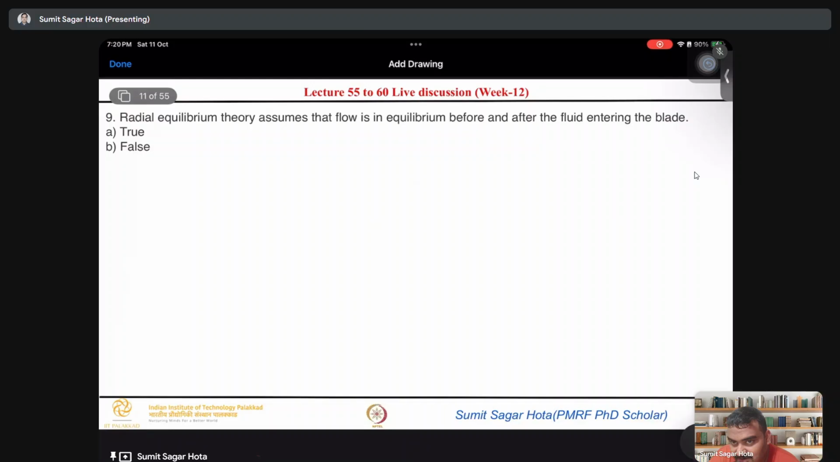Radial equilibrium theory assumes that flow is in equilibrium before and after the fluid enters the blade. This is actually a true statement according to the radial equilibrium theory.